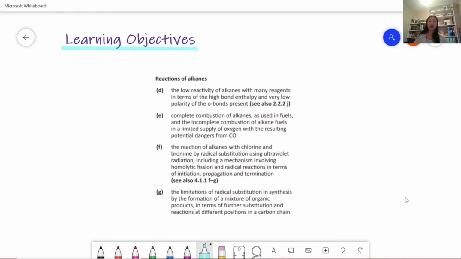And our last learning objective will be to look at the limitations of radical substitution in synthesis, by the formation of a mixture of organic products, in terms of further substitution and reactions at different positions in a carbon chain.